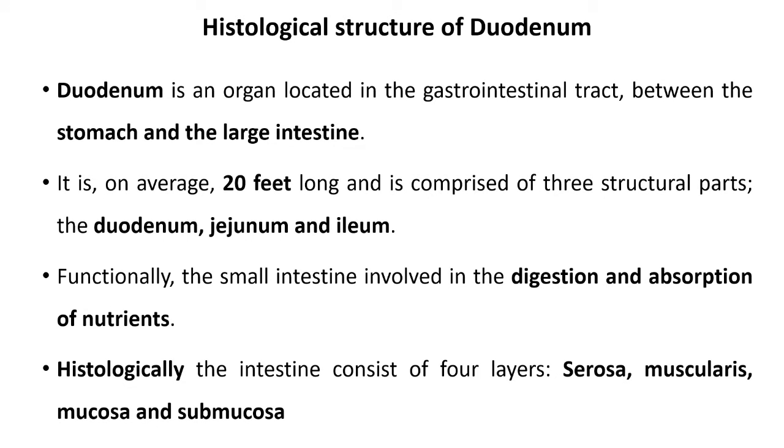The diagram of transverse section of duodenum is explained here. The duodenum is an organ located in the gastrointestinal tract between the stomach and the large intestine. The length of the small intestine is on average 20 feet. It comprises three structures: duodenum, jejunum and ileum.